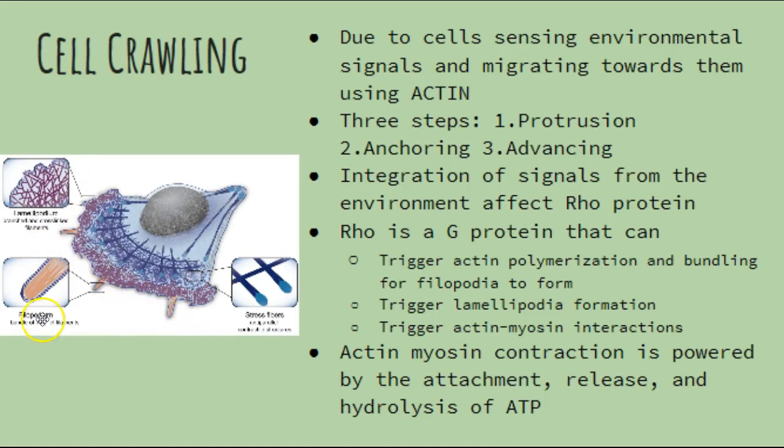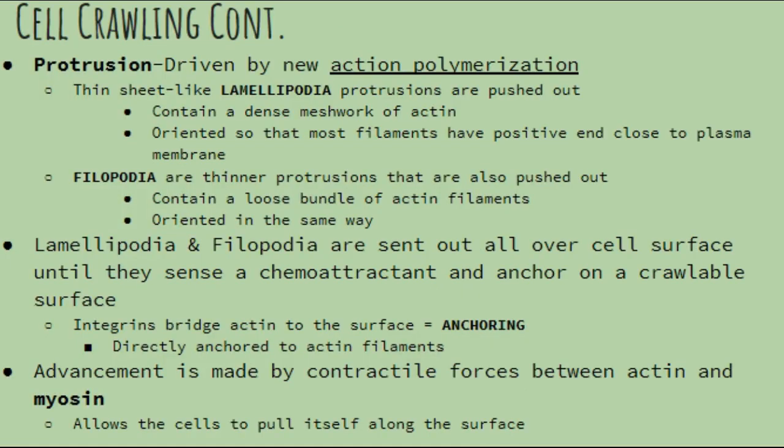You can see the difference between the lamellipodium, which is the branched cross-linked actin filaments, and the filopodium, which are just smaller bundles of parallel filaments. So filopodia are thinner protrusions that are pushed out from the cell membrane, and they contain a loose bundle of actin filaments. They are oriented in the same way. Lamellipodia and filopodia are sent out all over the cell surface until they sense a chemoattractant and are able to anchor on a crawlable surface.